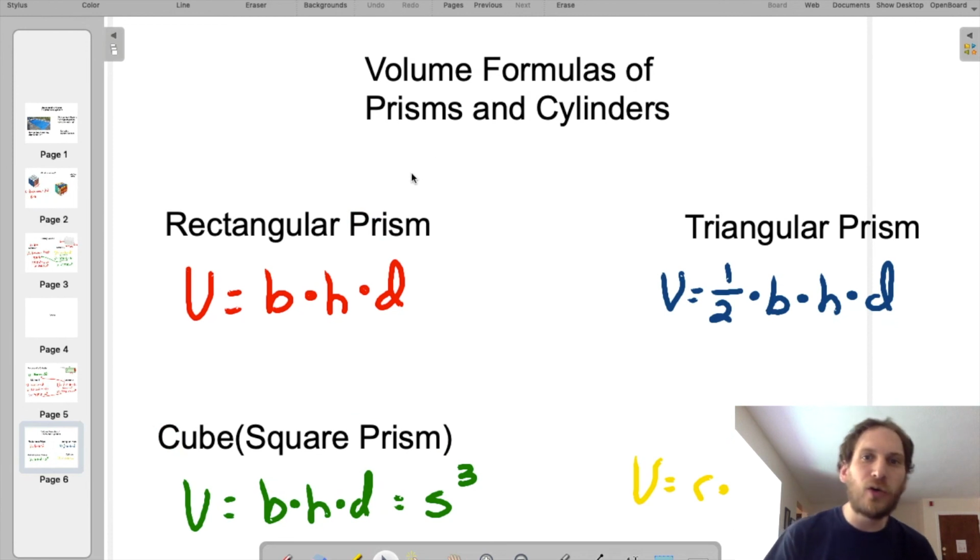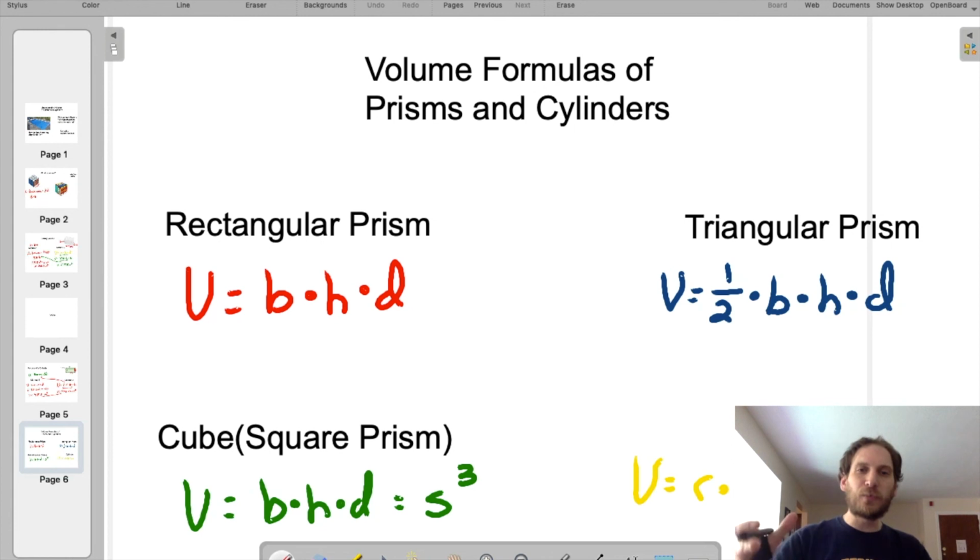On the next page, here are some volume formulas for prisms and cylinders. Now, once again, remember what you're doing is you're finding the area of the front face or bottom face or whatever you're looking for, and you're taking it times the three-dimensional measurement. So in this case, base times height, this would be a rectangle, finding the area. Triangular prism, you find the area of a triangle, take it times the height. A cube, which is a square prism, you're just finding the area of a square times the three-dimensional measurement. And a cylinder, you find the area of a circle times the measurement.